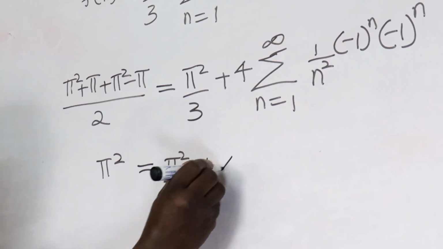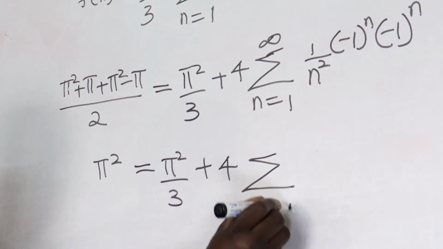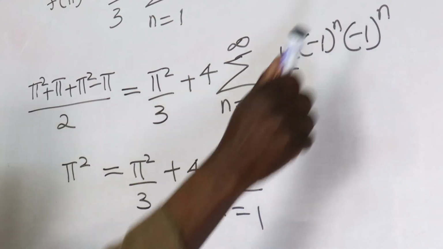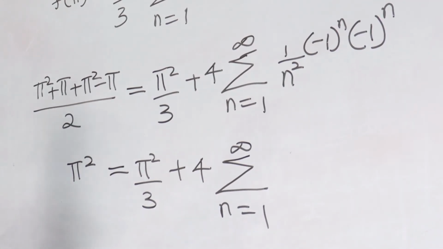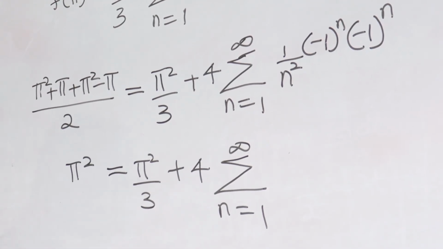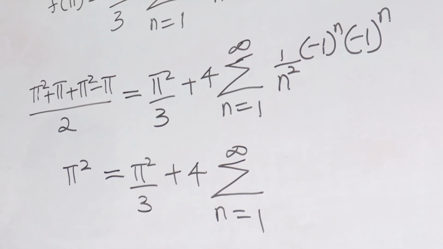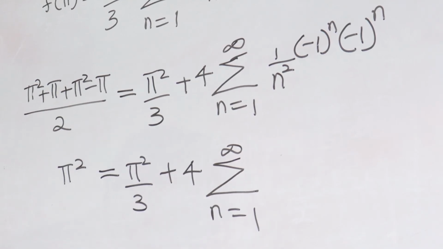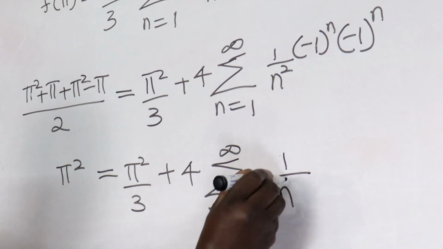plus 4 summation n starting from 1 to infinity. Negative 1 power n times negative 1 power n will be negative 1 power 2n, according to laws of indices. And we know 2n is an even number. Negative 1 raised to an even number, the answer is positive 1. So here we just have positive 1 all over n squared.